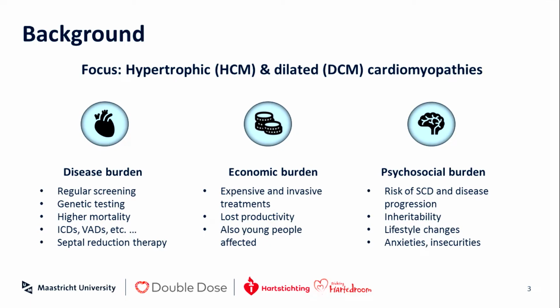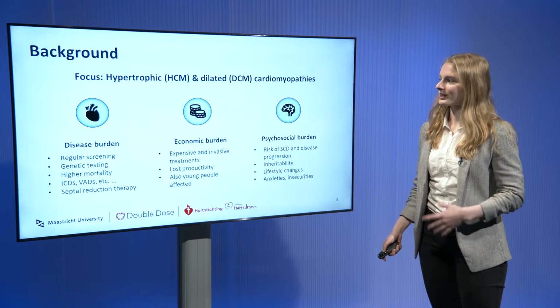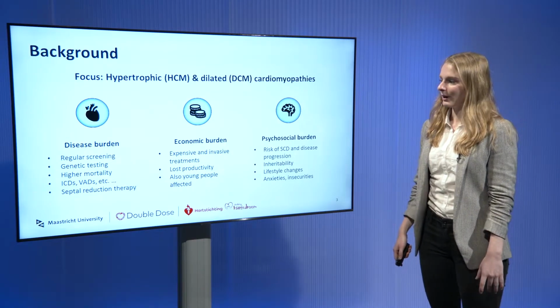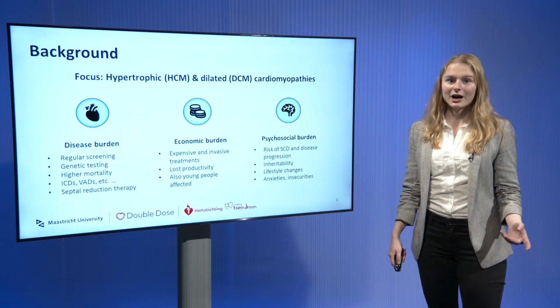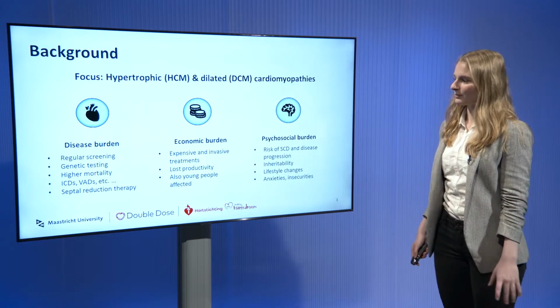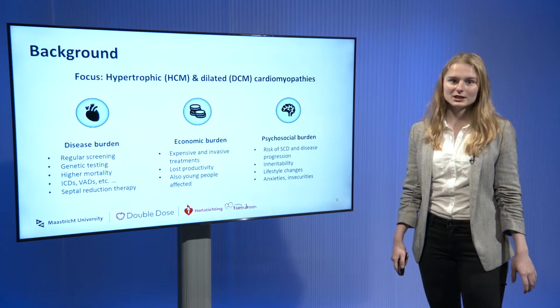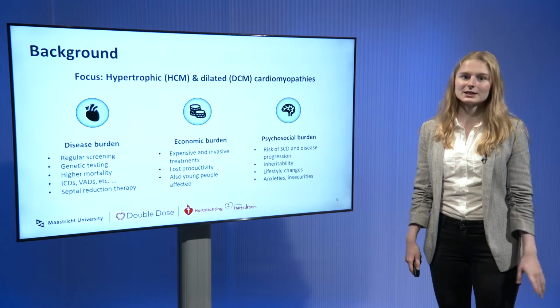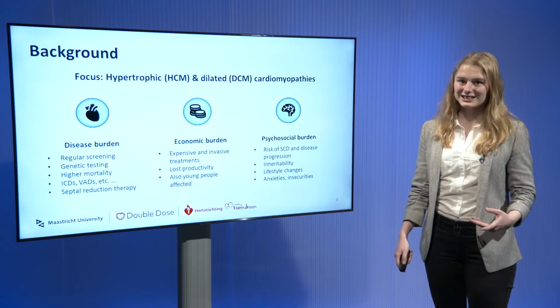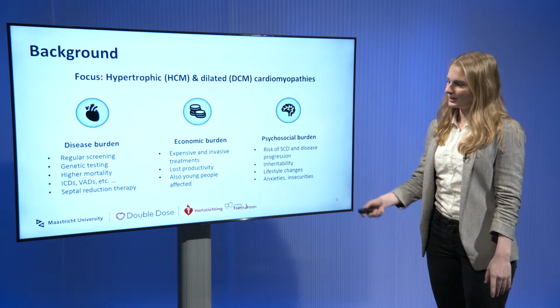So the literature review was done in the field of hypertrophic and also dilated cardiomyopathies. And as you all know, the disease burden of both types of diseases can be very high because patients have to go to regular screening. They might also undergo genetic testing. They have a higher mortality and also some treatments like, for example, implantable cardioverter defibrillators, or in an end stage, the ventricular assist devices might also be necessary. These treatments are of course very expensive and also invasive. So these treatments can also increase the economic burden.